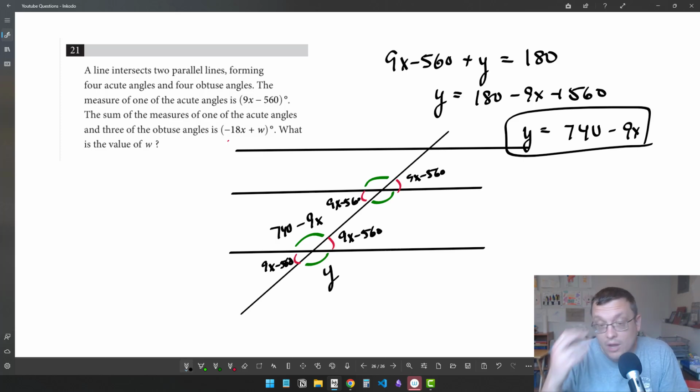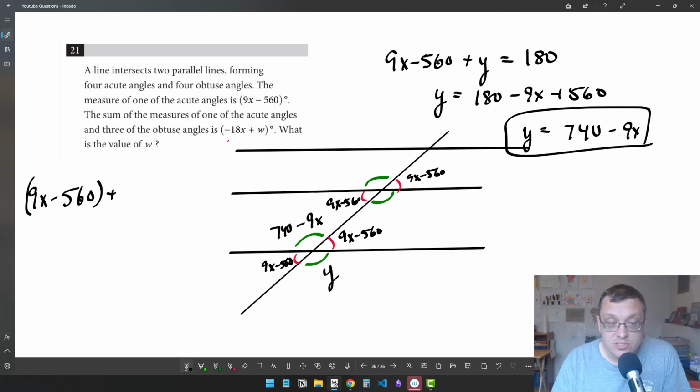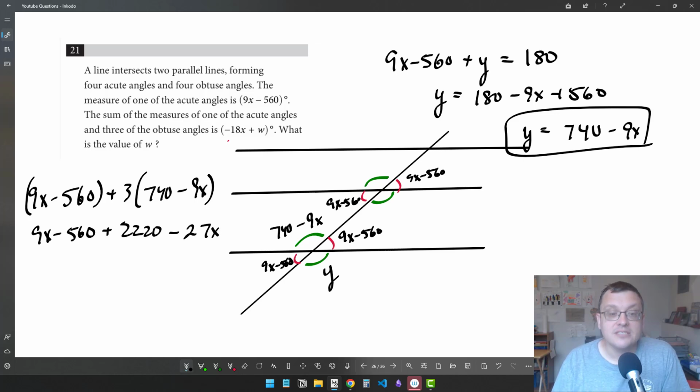All right, so now what? They said we're going to take one acute angle, one of these red angles, and three of the obtuse, and we should get this. So let's just add them up first, ignoring the W. We'll deal with that in a minute. So it's 9x minus 560, that's one of our acute angles, plus 3 of the obtuse angles, 740 minus 9x. Let's clean this up. It's 9x minus 560 plus 740 times 3, 2,220, minus 27x.